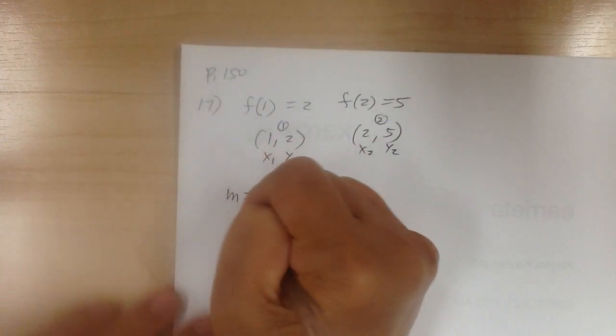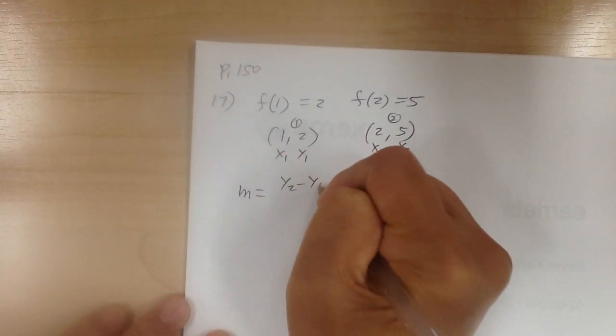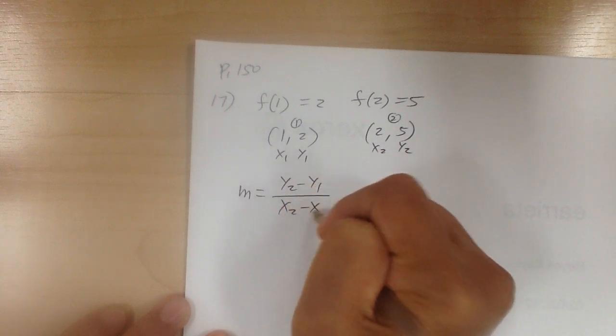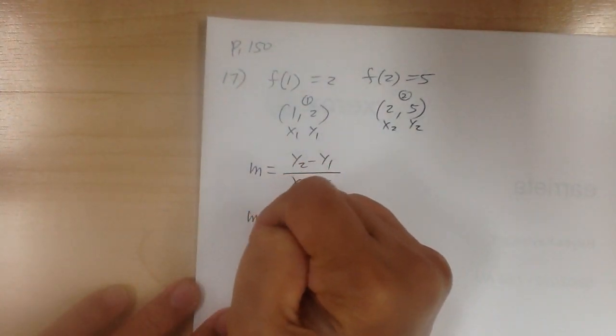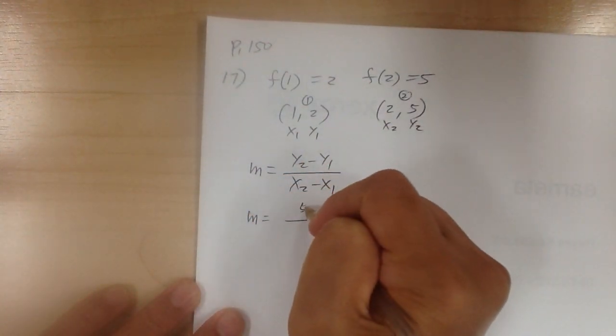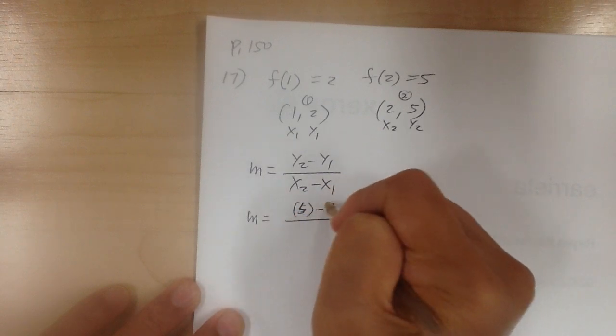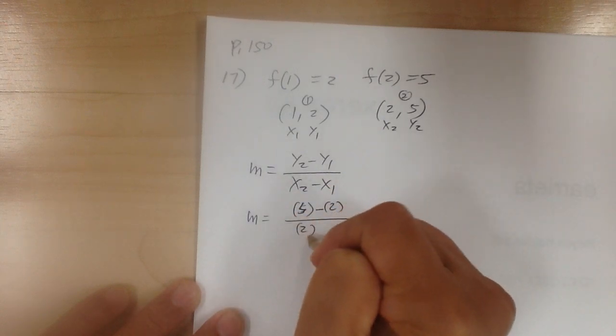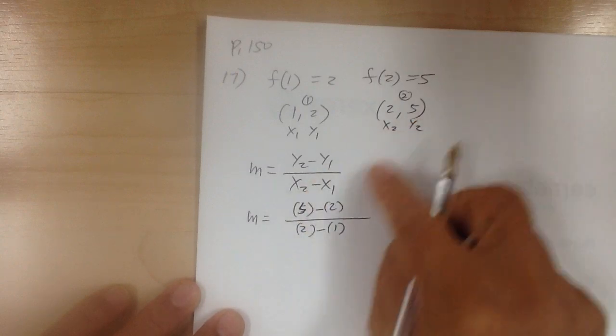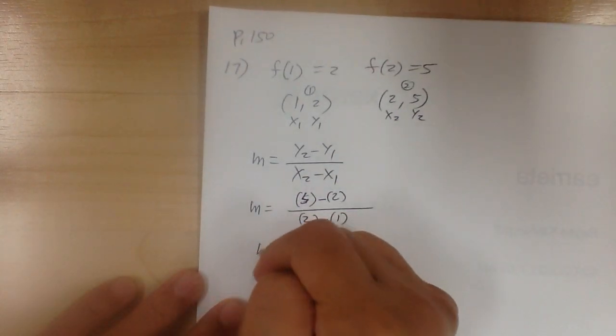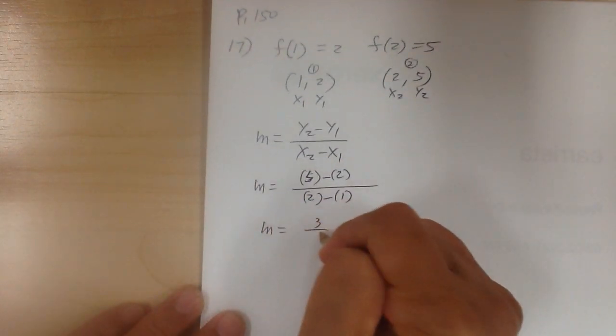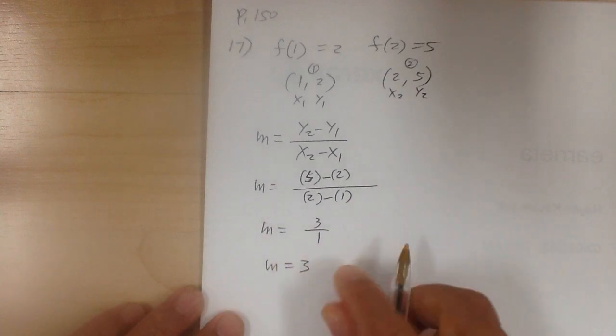So first, let's get the slope. Slope is y2 minus y1 over x2 minus x1. So substitute all the numbers in there. So you got 5 minus 2 over 2 minus 1. Again, your labels will help you to put things in the right place. So slope equal to 3 over 1. So slope equal to 3.